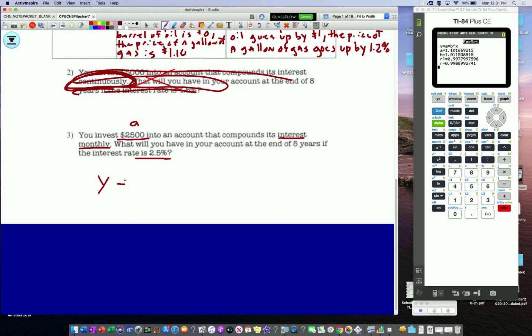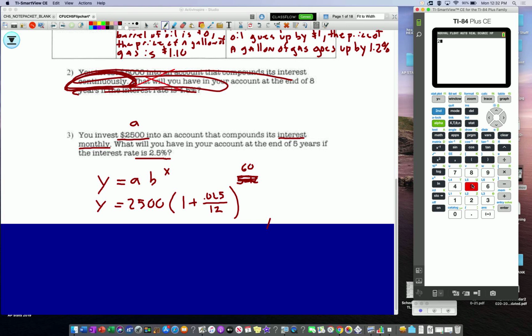Okay? So y equals a times b to the x. So if I think about this, my a is my starting value. My b is 1 plus the interest rate, 0.025, but it's getting compounded monthly. So it gets divided by 12. Now this number up here is 5 years, but it gets done 12 times a year. So 5 times 12 ends up being 60. So you're really going to raise it to the 60th power. So let's find out this answer. So I go 2,500 times 1 plus 0.025 divided by 12, close parentheses, raise it to the 60th power.